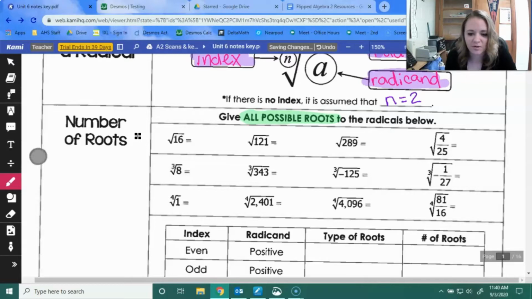4, right? So it could be 4, but also negative 4, right? Remember when we were doing functions and we were plugging in negative numbers, squared always became positive. So it's the same idea here. 4 times 4 is 16, and so is negative 4 times negative 4 is 16. That's what it means by all possible roots.